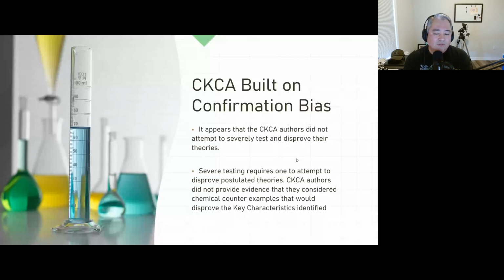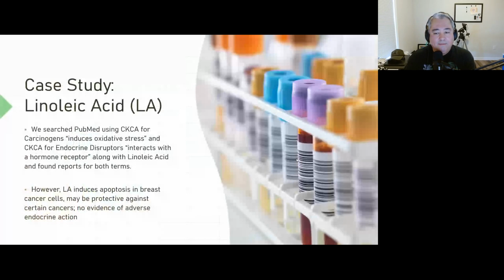So the issue is that the consensus key characteristics authors didn't actually provide evidence that was counter to what they were trying to say. So they didn't actually severely test it. And because they didn't severely test it, it's very ripe for confirmation bias and hasty generalization. So here's a case study. Myself and Chris Borgert, we decided we need to severely test this. We need to severely test the key characteristics approach. And we are looking at, like I said, the consensus key characteristics for carcinogens and the consensus key characteristics for endocrine disruptors. Our first case study is linoleic acid.